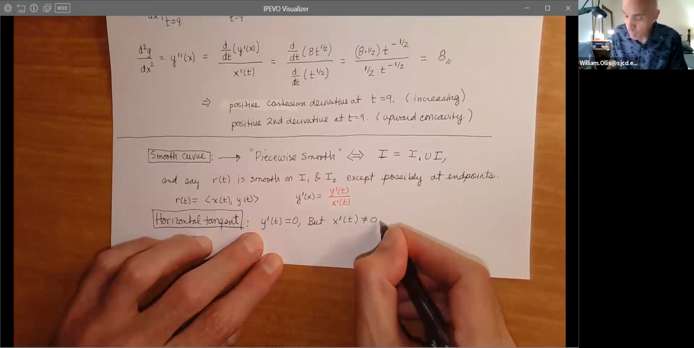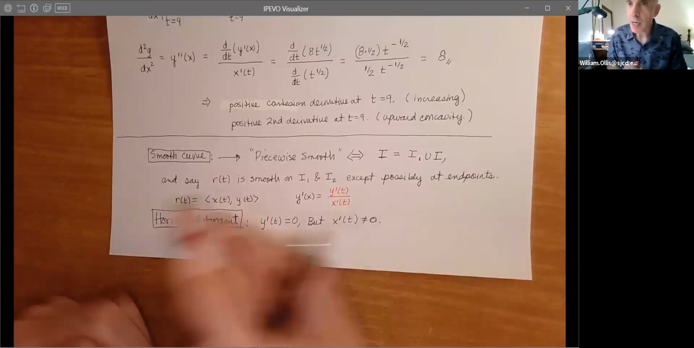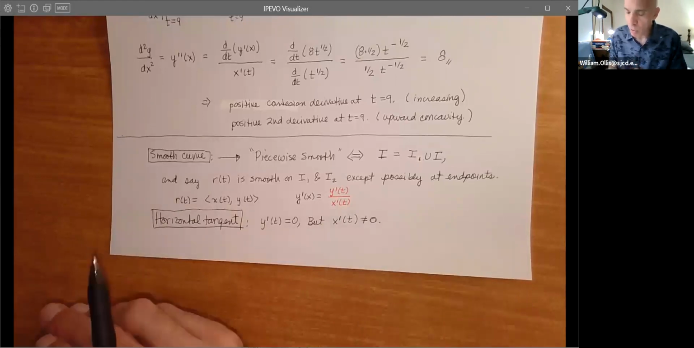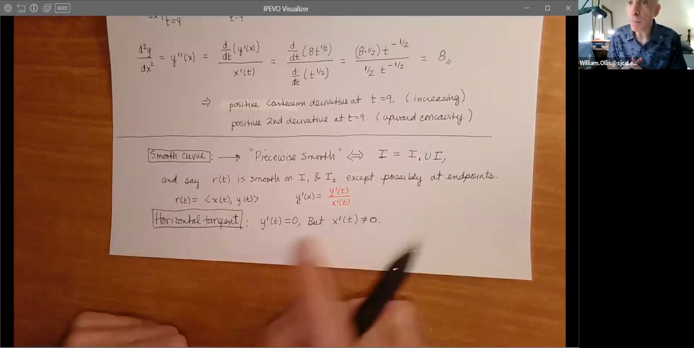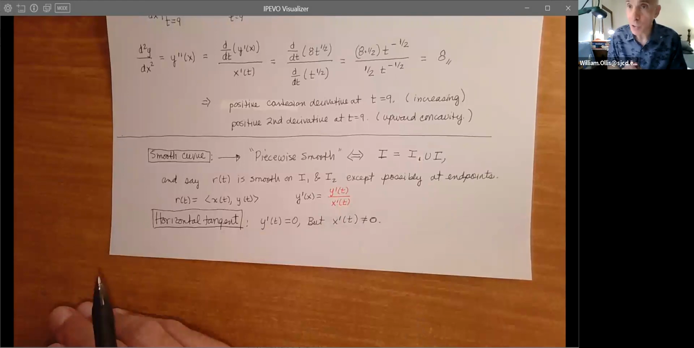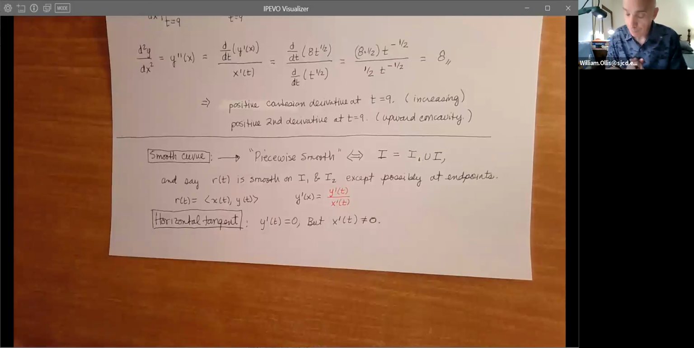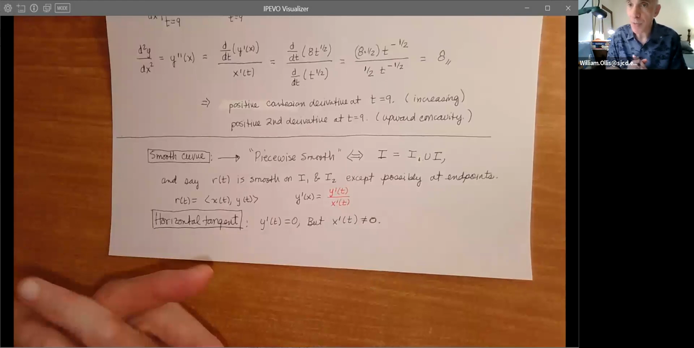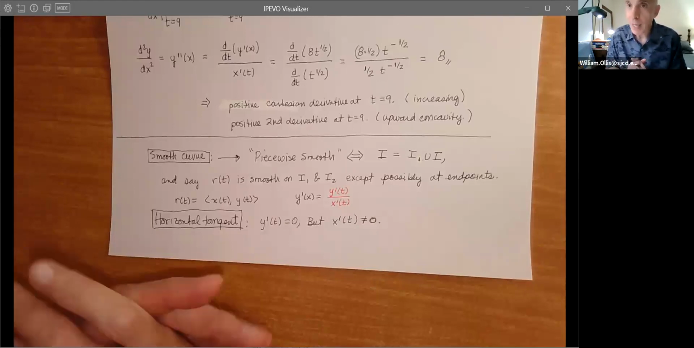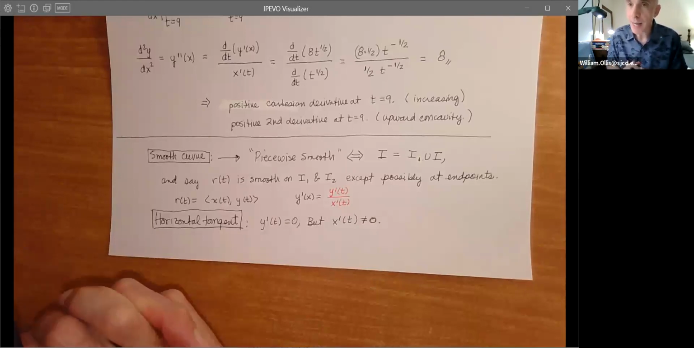Because if we have simultaneously 0, we may have a pathology like a cusp or a corner. And so we don't want that. We want a bona fide horizontal tangent. So we need these two restrictions, so to speak. So when you get the simultaneously 0, that's a problem area, and that doesn't fall into this category.